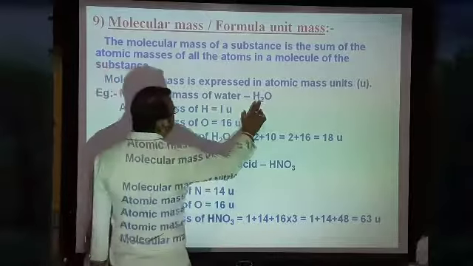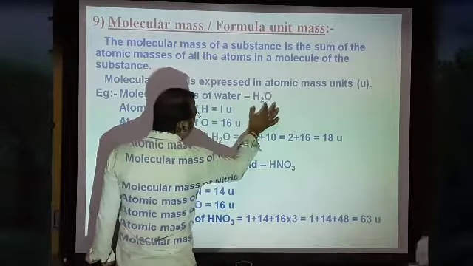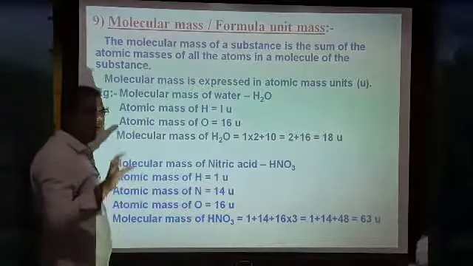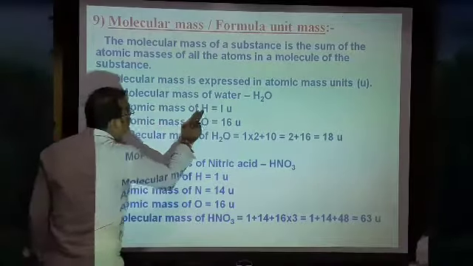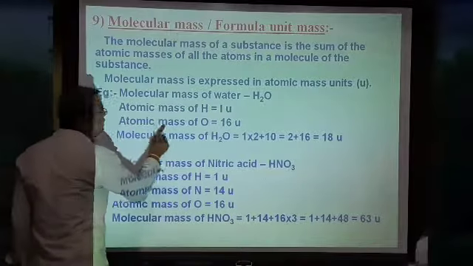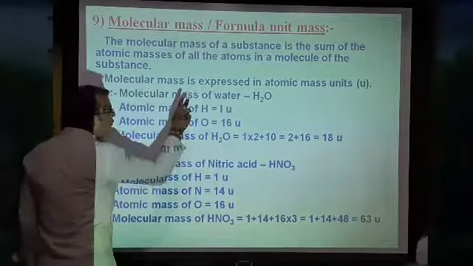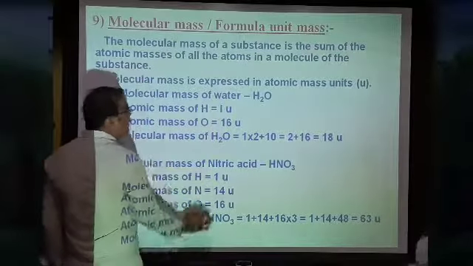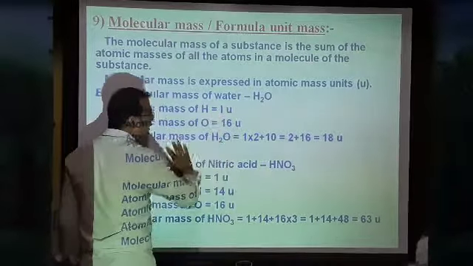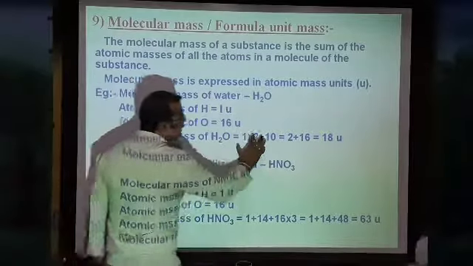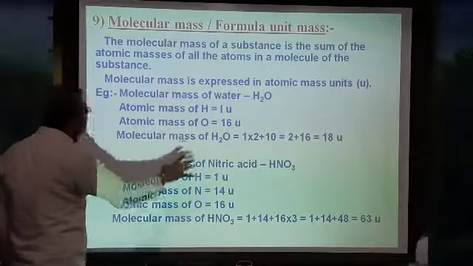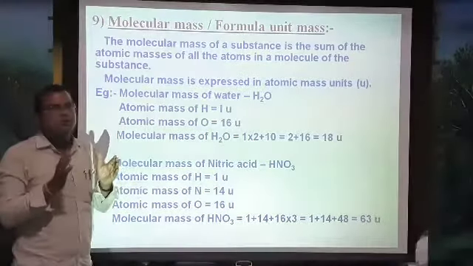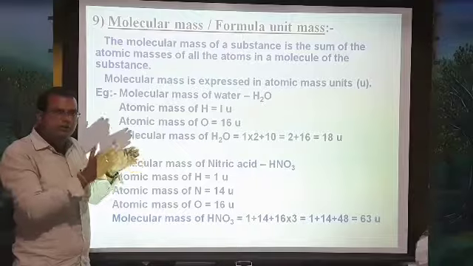So the molecular mass of water. H2O is a molecule. Its molecular mass, its total mass, we need to find. How can we find it? The atomic mass of hydrogen is 1, whereas the atomic mass of oxygen is 16. So we need to add the total mass of hydrogen and the total mass of oxygen. When you add these, we get the total molecular mass of water. So we need to add the masses of the individual elements present in the molecule.